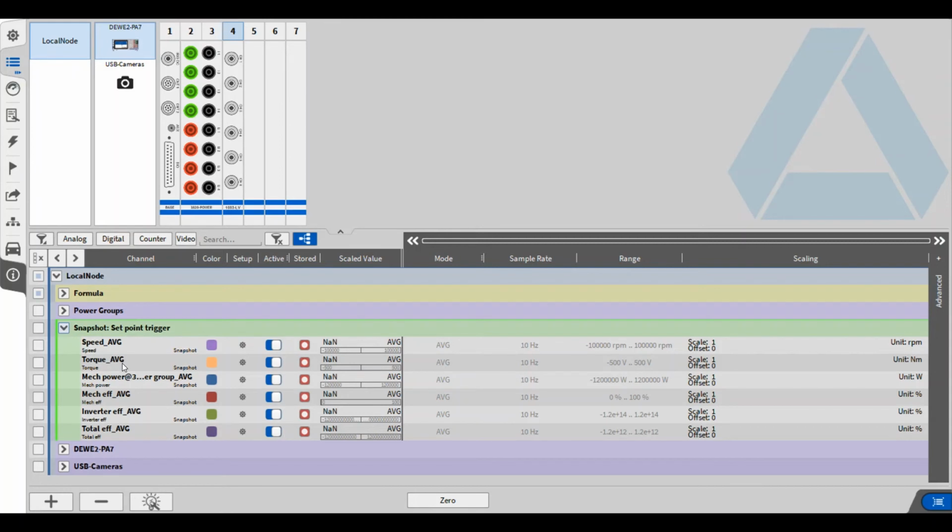And finally, we have the snapshot measurement. Using a set point, we can configure the system to measure key parameters at set points during the test. This setup consists of snapshots of speed, torque, mechanical power, mechanical efficiency, inverter efficiency and total efficiency. These are the key parameters required for power and efficiency measurements in the test cell.